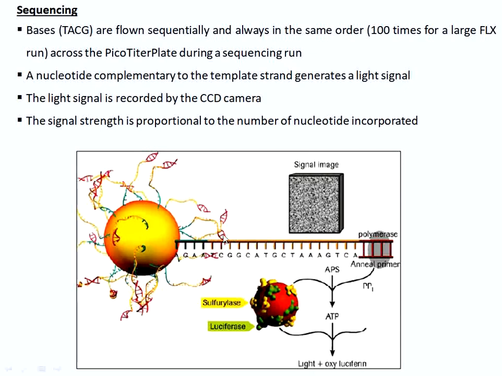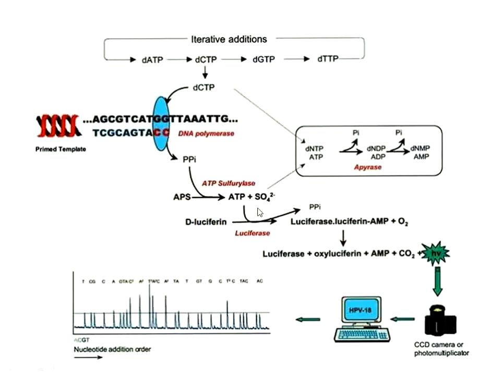So here only a single strand is shown, but simultaneously we can run the sequencing on multiple DNA fragments of a single type which are attached on a single microbead. Therefore sequencing can be completed within a desired period. So here you can see the basics of pyrosequencing.